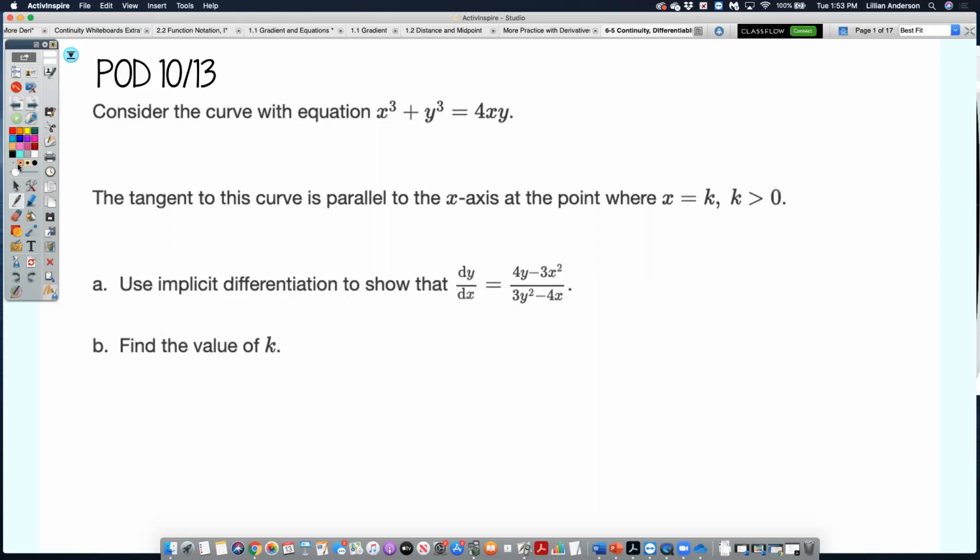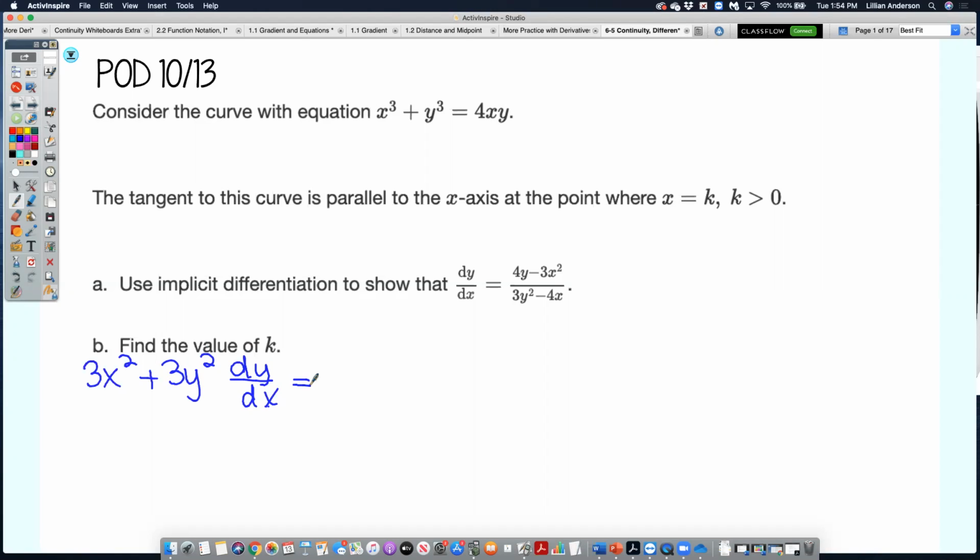What's the derivative of x to the third? 3x squared. What's the derivative of y to the third? 3y to the what? Second power, squared. Then we have to put a dy/dx, because we took the derivative of a y. Then we set that equal, we have to do it to the other side as well, the entire equation.